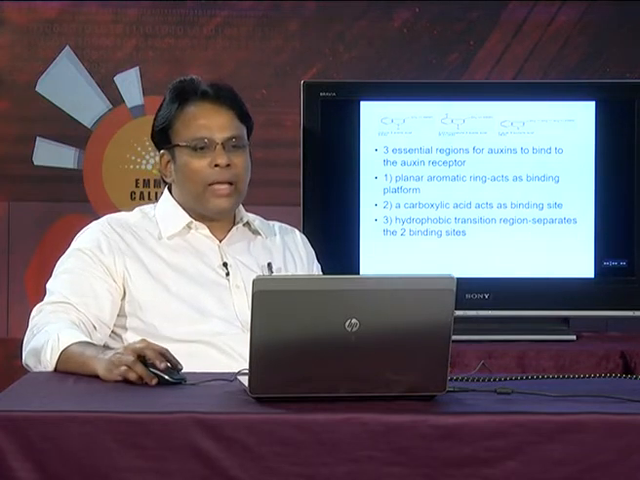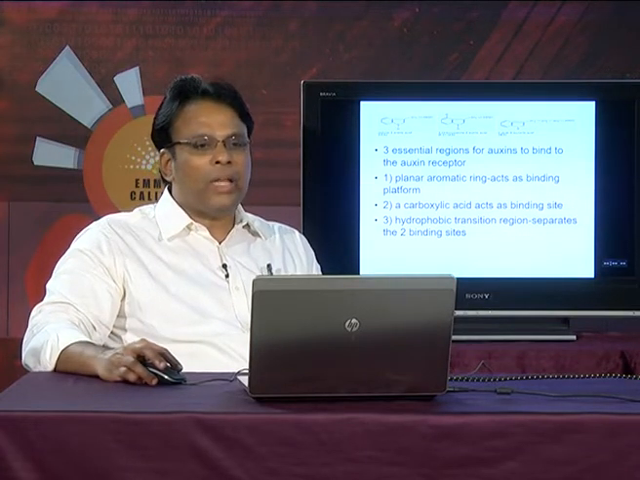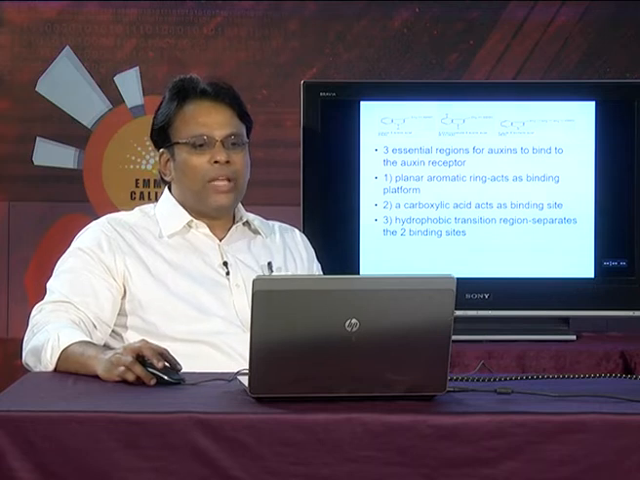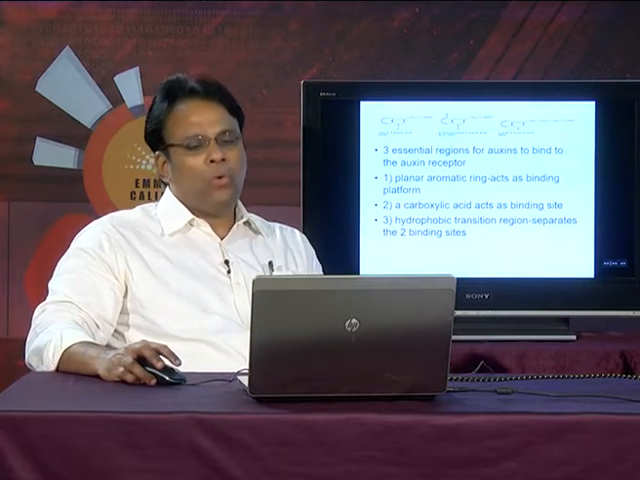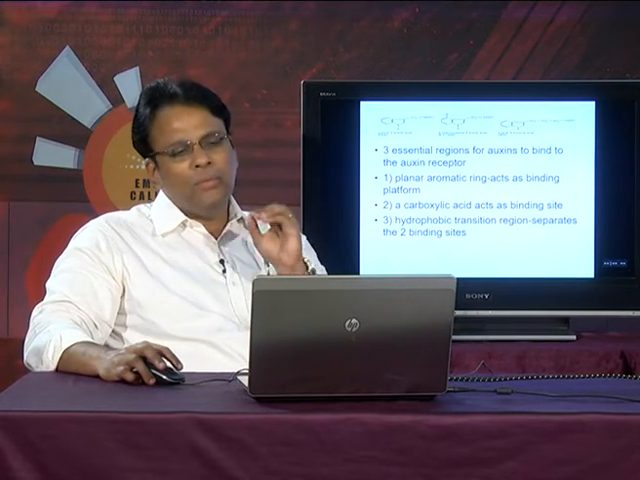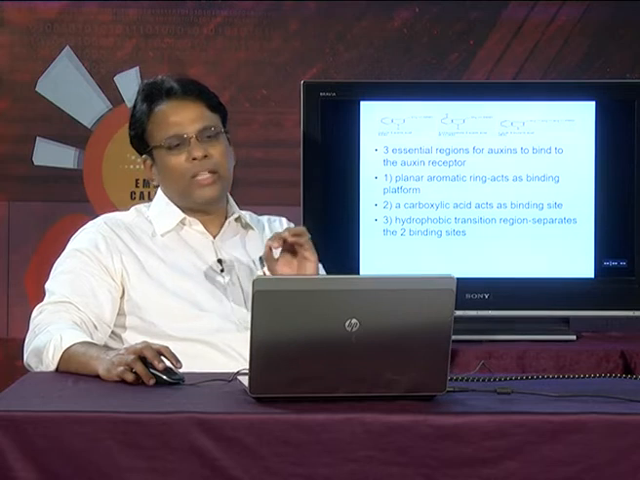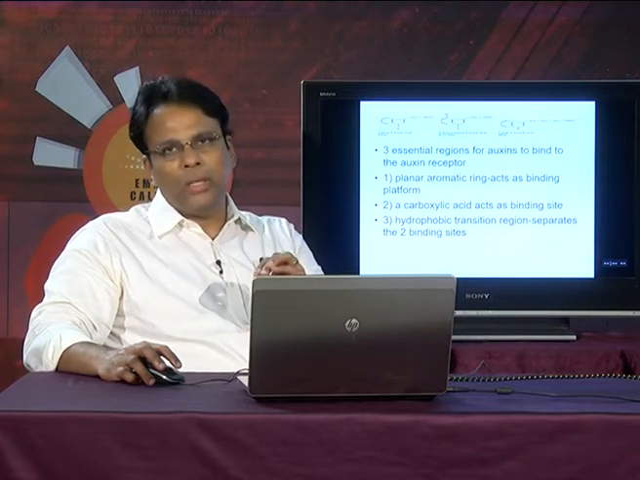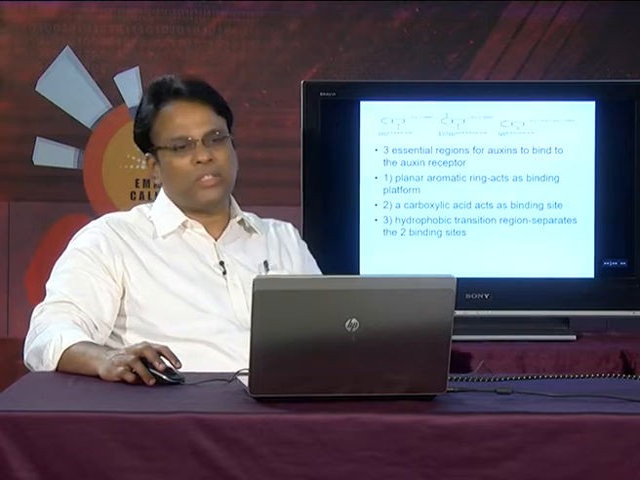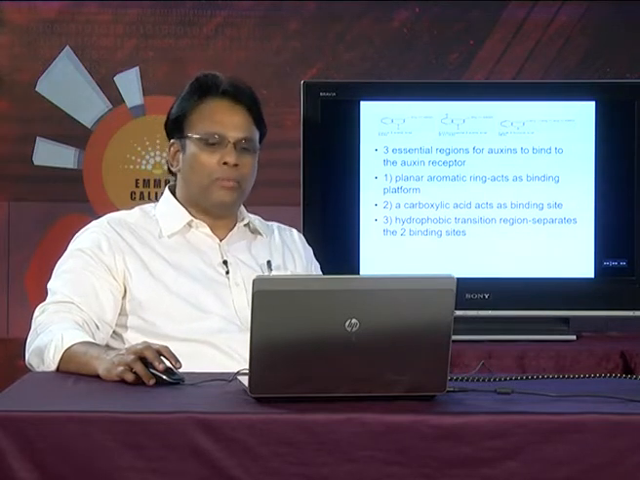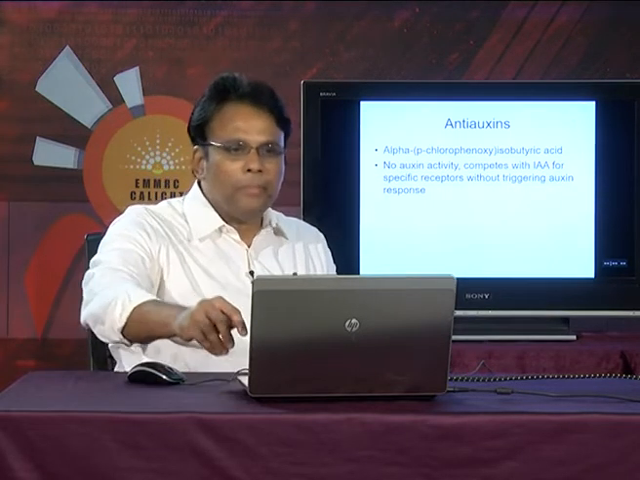So here we have the planar aromatic ring acting as the binding platform, a carboxylic acid towards the end of it, and a hydrophobic transition region separating the two binding sites. So any chemical structure which could fulfill these three aspects or these three peculiarities can perform like an auxin substance. That was the conclusion from this discovery.